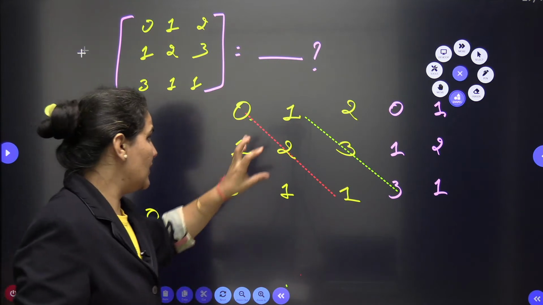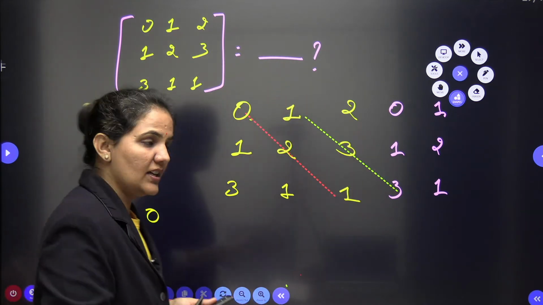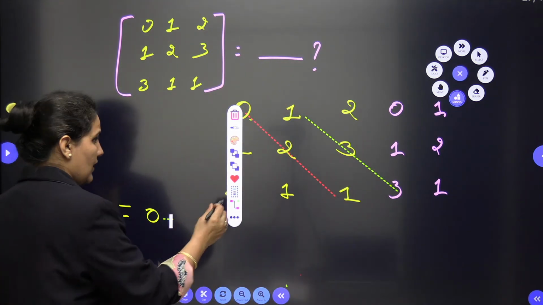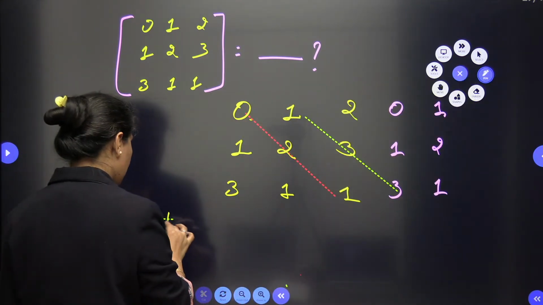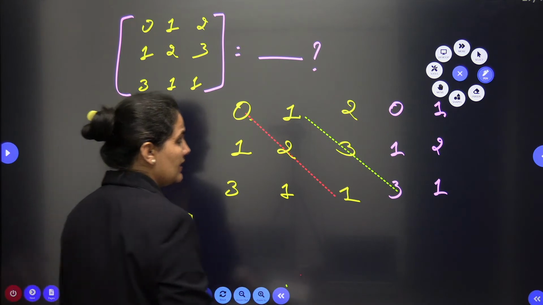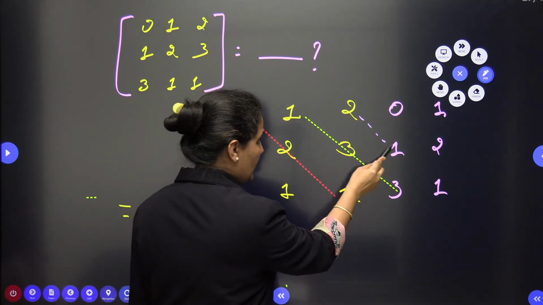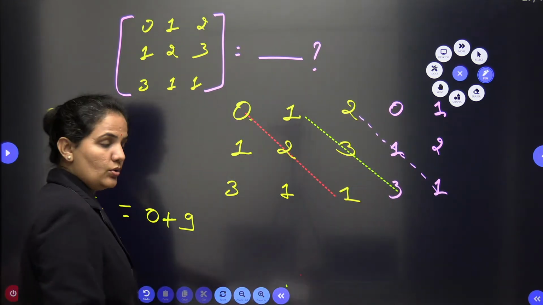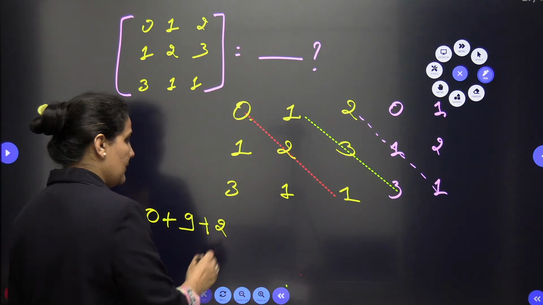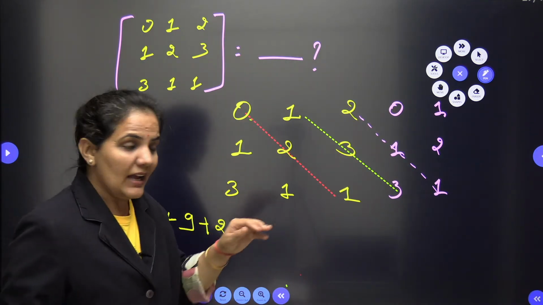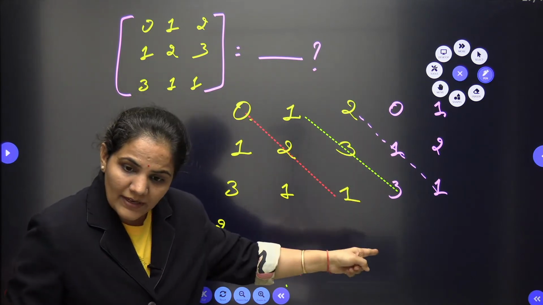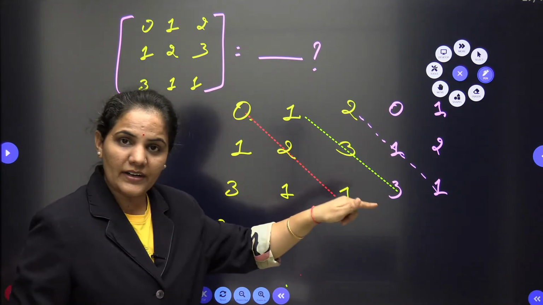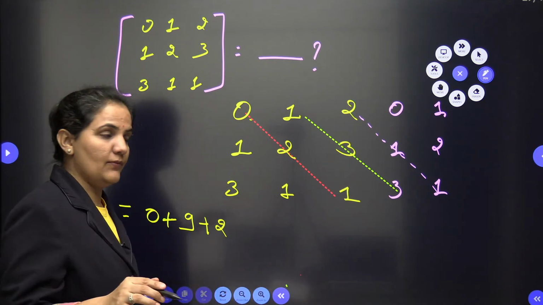Okay. The next one is 1 into 3 into 3, the result is 9. So I will write down here, the result is 9. Now the same if I follow this one, 2 into 1 into 1. So 2 into 1 into 1 is 2 only. What I did here, I am just making the groups from upper to lower direction.